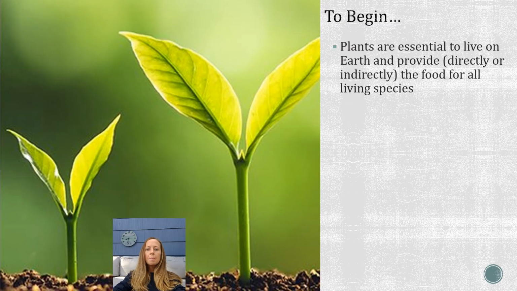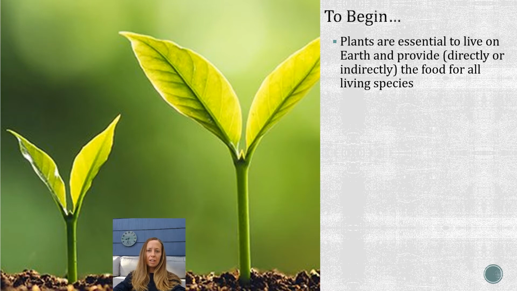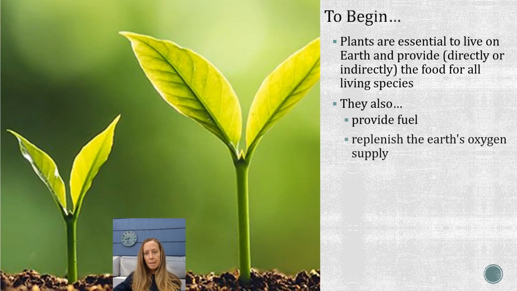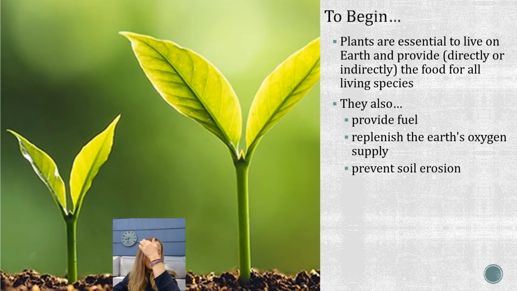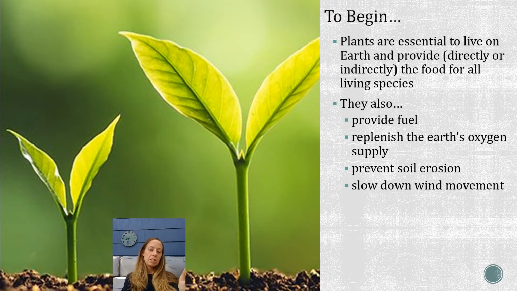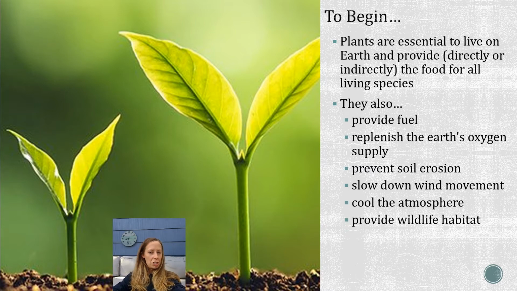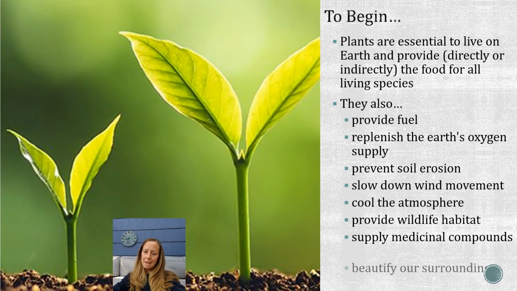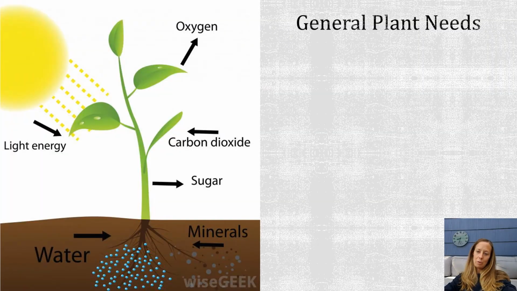So to begin with, plants are essential to live on the earth and provide, either directly or indirectly, all of the food for everybody that's living. Every person, every animal that's alive needs plants to live. In addition, they also provide us fuel. They replenish our oxygen. They prevent soil erosion. They're going to slow down the wind, so sometimes people plant them as wind barriers. They cool our atmosphere, right? They provide us shade. They provide wildlife habitats. They're going to give us medicine, and they make it beautiful.